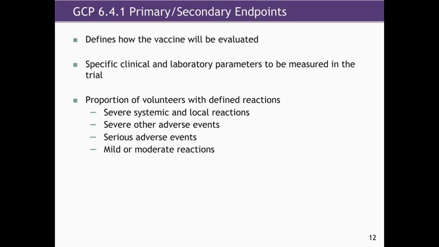So we've talked about objectives. We're going to talk about primary and secondary endpoints, and that defines how the vaccine actually will be evaluated. The endpoints provide specific information on clinical or laboratory parameters that will be measured, and these endpoints are often further classified by intensity or severity of a reaction or seriousness of an outcome, or thresholds established for laboratory values that they will use in the measurement of endpoints.